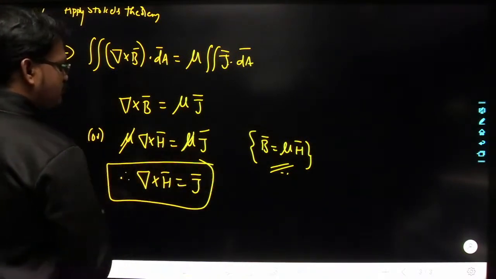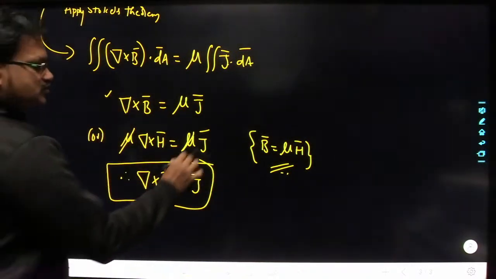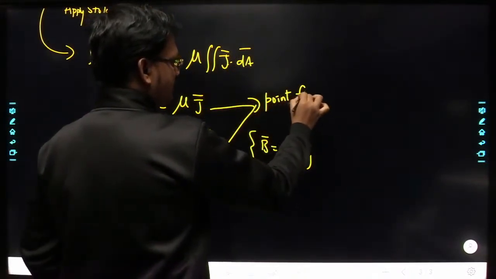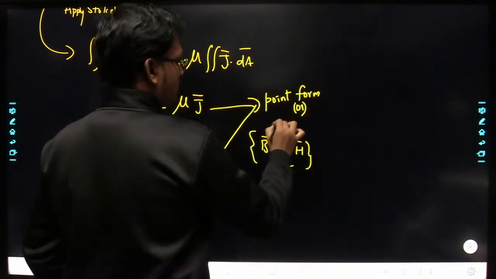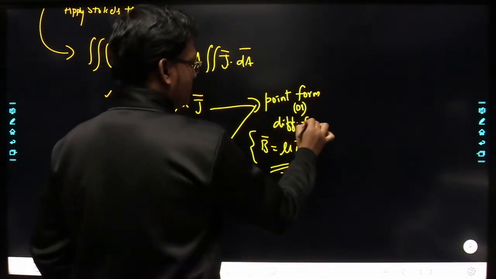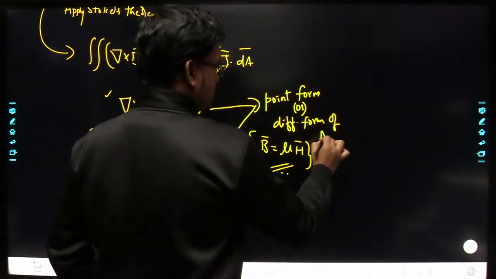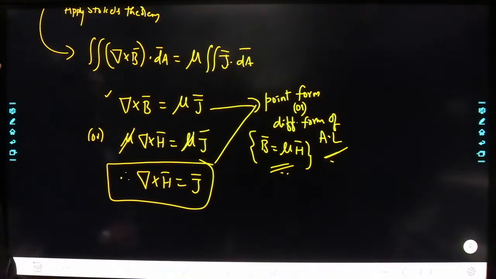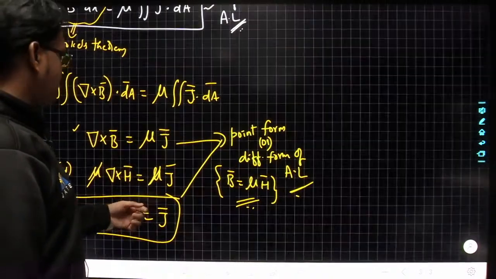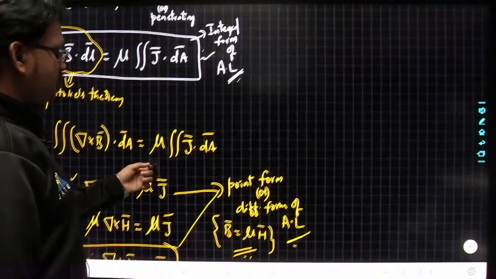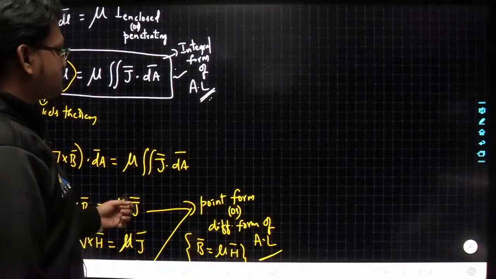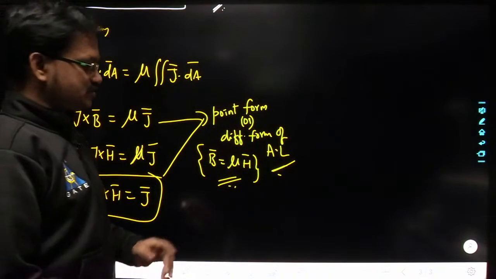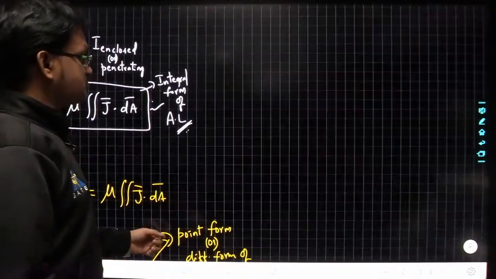This we call the point form or differential form of Ampere's law. So, we have seen the integral form of Ampere's law, and also how to represent the point form or differential form of Ampere's law.